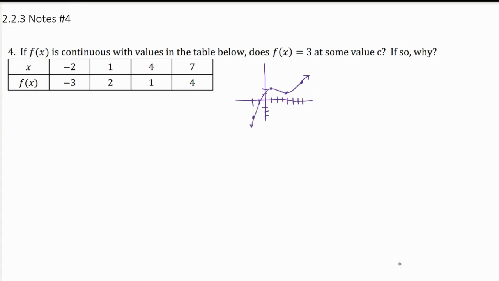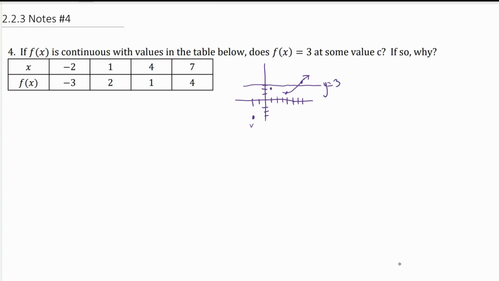There also might be, I'm connecting them, but you could connect them this way. That's still continuous. It could be like, whoa. It doesn't matter. We don't know what happens. All we know is that it crosses these 4 points. The question is, does it have a value equal to 3 somewhere? So is it for sure going to cross the line y equals 3?